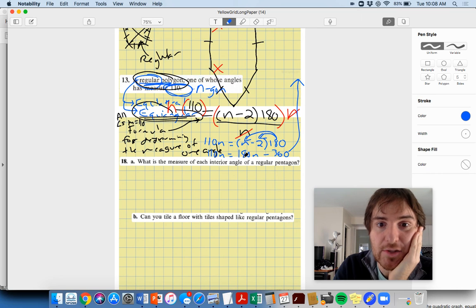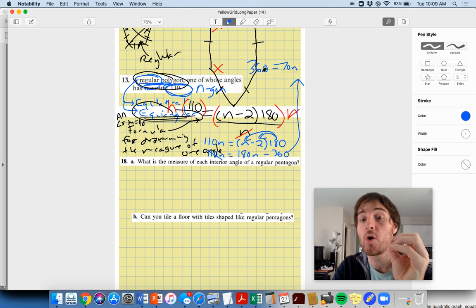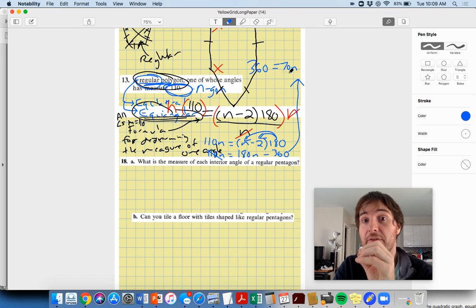So here, I'm going to subtract, right? I'm going to take away this 110n from that 180n, and that's going to be 70n. And that's going to be equal to, I'm going to add the 360 to both sides, and I get 360 right here. Okay, so if I'm trying to determine the number of sides we have here, this is how I'm simplifying this equation. This is what I got right now. 360 equals 70n.